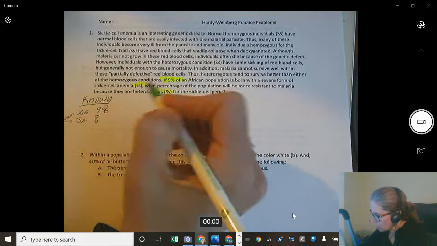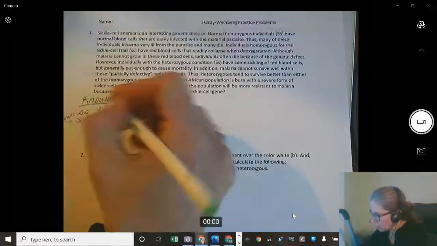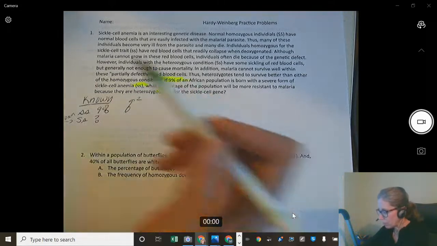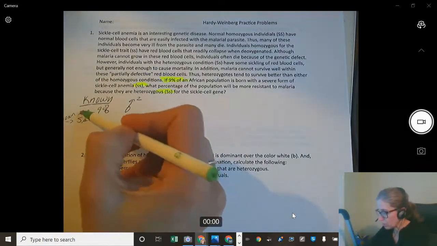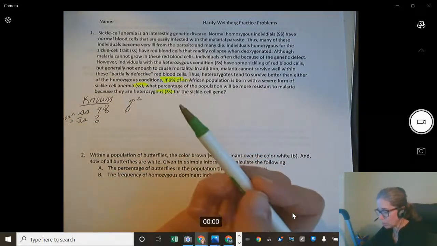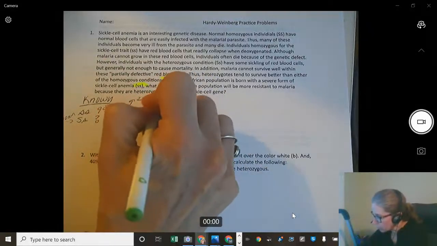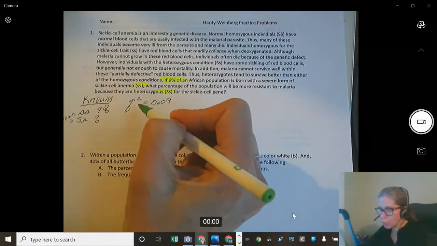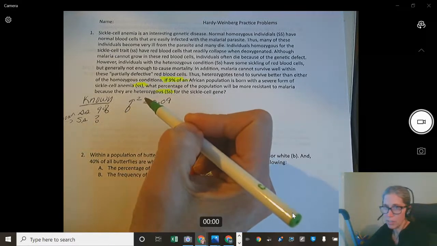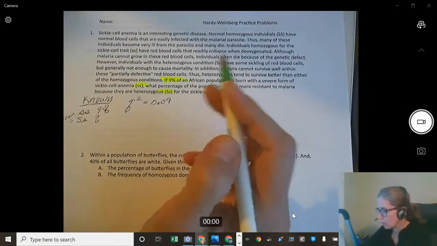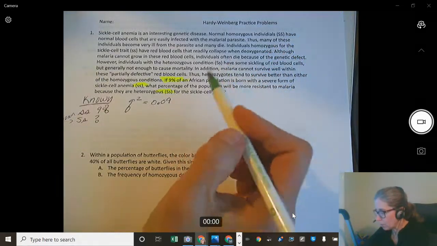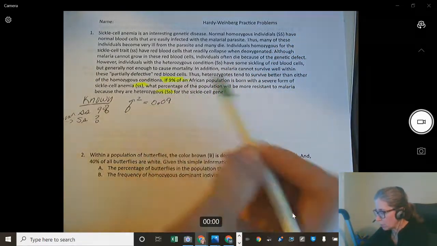So if 9% is little s, that's little s is Q squared. Why is it not Q? Q is the recessive allele, but this person has 2 alleles. So that's not Q, that's Q squared, right? So Q squared is 0.09, because your number has to be 1 or smaller. So this is all done not in percentages, but down into some frequency, which is going to be a number smaller than 1.